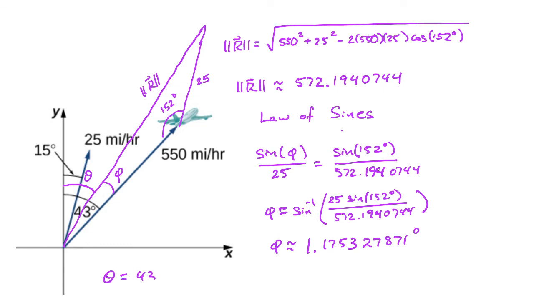Now the relationship for the angle theta that we want is that theta is our 43 degrees minus our value of phi. For that, we have approximately 41.82467213 degrees. I hope you've enjoyed this example, and I will see you in the next problem.